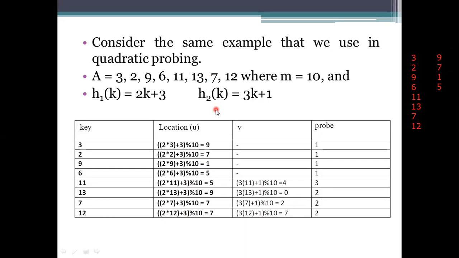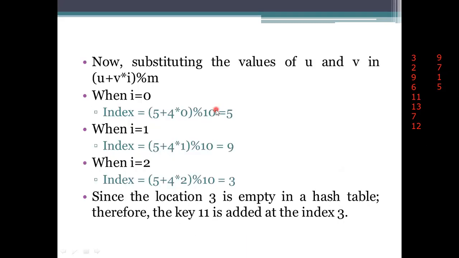Now go for the calculation. First we need to know the u value and the next v value. Then we need to get the new index value where the key is to be inserted. If you have a collision only, then you need to take the next hash function. If not, just leave it there itself. If there is a value, then you substitute into the formula; u and v are compulsory, and then you get the index where the key is to be inserted.